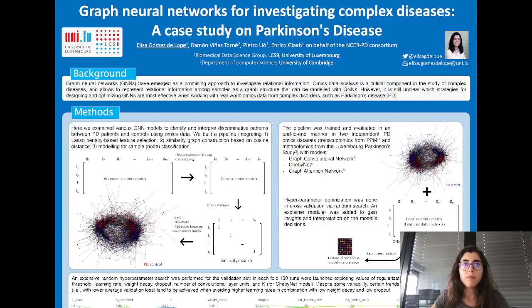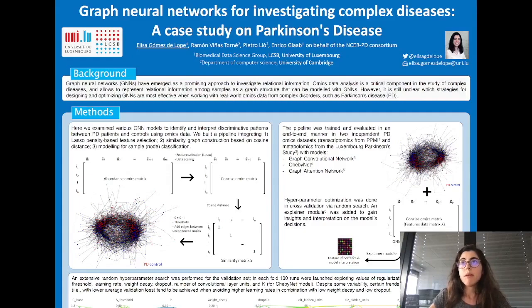Here I show a schema of how I generate a sample-sample similarity network. Starting from abundance omics metrics, we apply the feature selection based on lasso penalty and data scaling, so we obtain a more concise and compact omics matrix representation. From there, we generate a similarity matrix using cosine distance, and then we remove self-loops, we apply a similarity threshold and add edges between unconnected nodes because we want all samples, so all individuals, to be connected somehow in the network, even if it is with weak edges. So we get an outcome, like a diagnostic outcome for each sample.